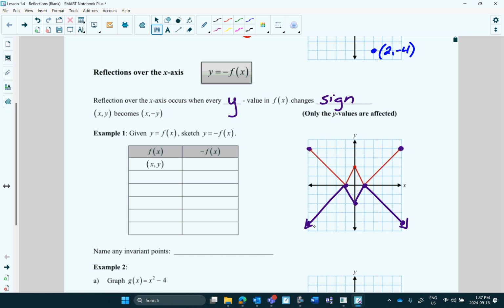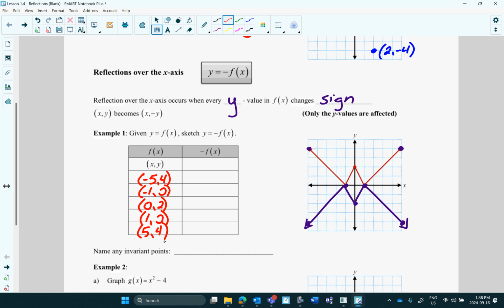So that's using the graph. You could have used the points. So the points I had were (-5, 4), (-1, 0), (0, 2), (1, 0), and (5, 4).